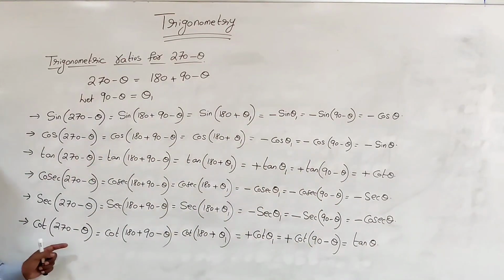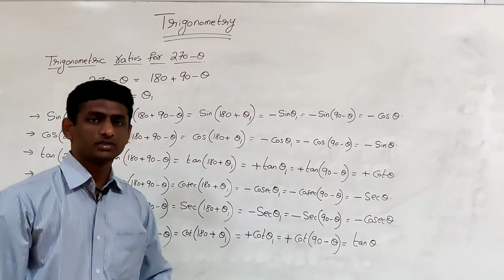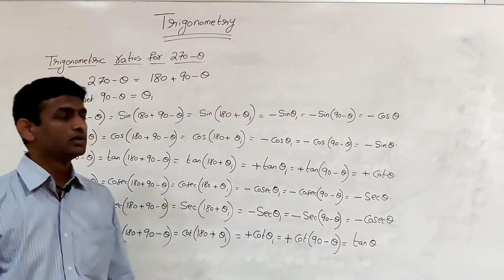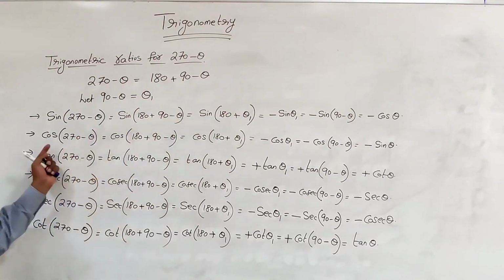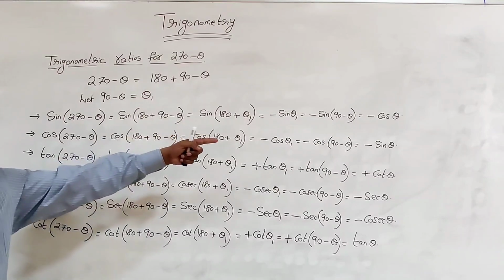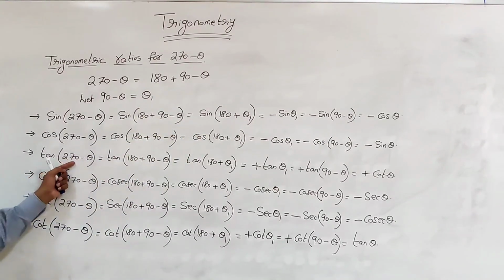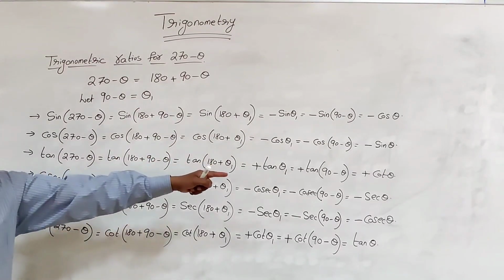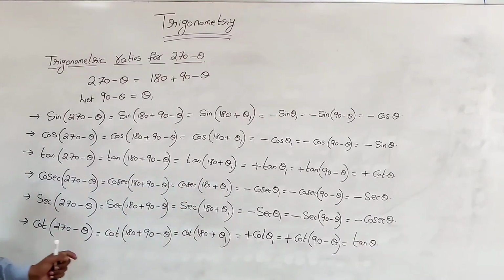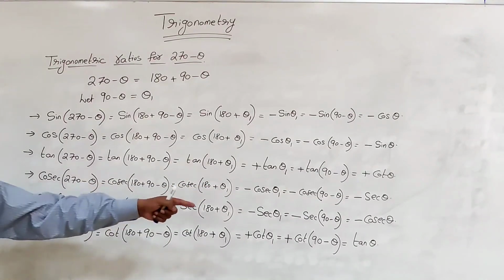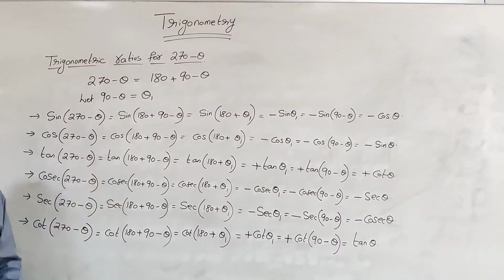So cot of 270 minus theta is tan theta. It is positive. So sin of 270 minus theta is minus cos theta, cos of 270 minus theta is minus sin theta, tan of 270 minus theta is plus cot theta, cosecant of 270 minus theta is minus secant theta, secant of 270 minus theta is minus cosecant theta, cot of 270 minus theta is tan theta. So these are the trigonometric ratios for 270 minus theta.